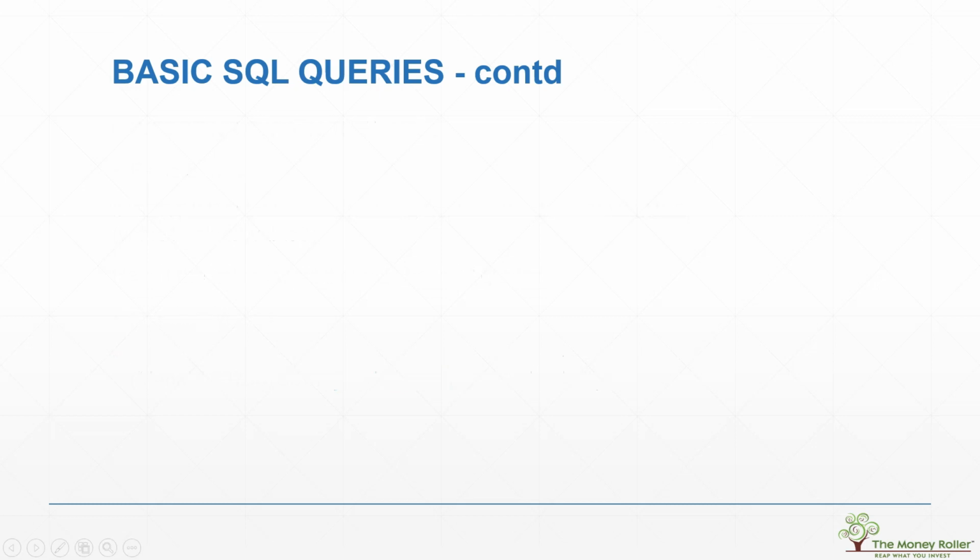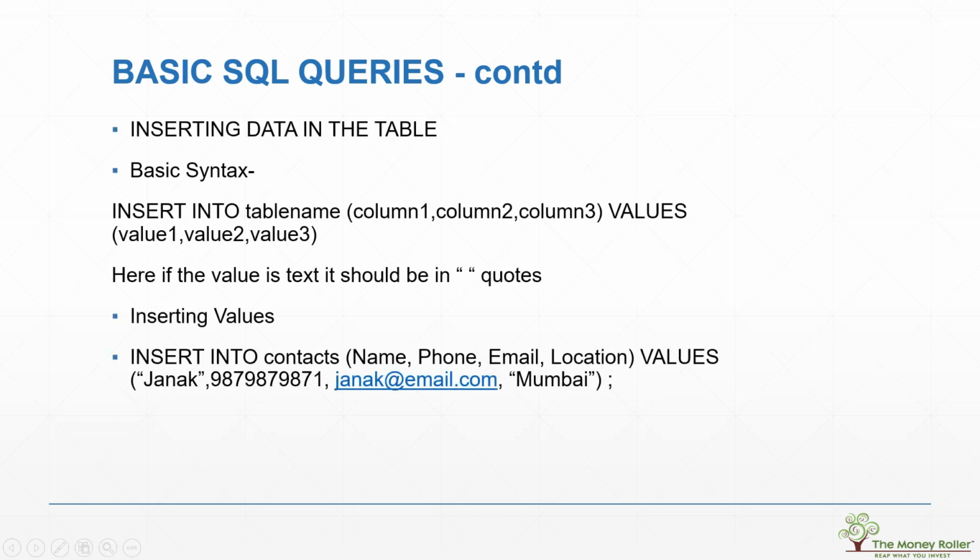So here, insert into contacts name, phone, email, location. Now contacts is your table name, phone, email, location are column 1, column 2, column 3, column 4, and then the respective values of each, that is Janak, some number, email and location Mumbai.